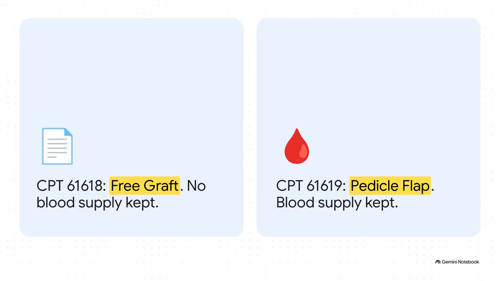Finally, Principle 4 emphasizes the reconstructive hierarchy. Accurate coding heavily depends on post-resection details. For instance, if the surgeon is repairing a dural CSF leak, did they use a free tissue graft taken without its blood supply? That's 61618. Or did they use a vascularized pedicle flap that retains its blood supply for better healing? That's 61619. This hierarchy applies everywhere, from cranioplasty defect sizing, like under or over 5 centimeters, to complex encephalocele corrections.